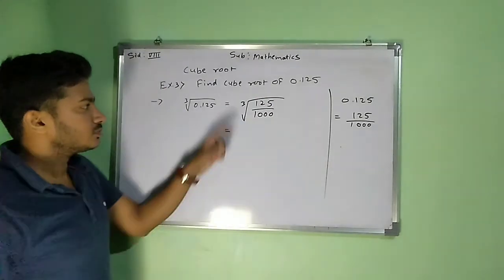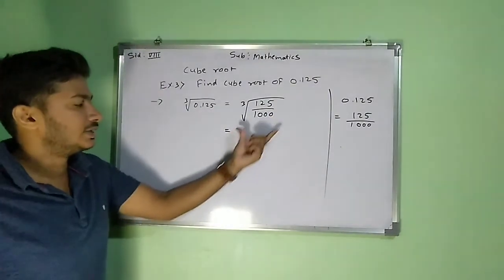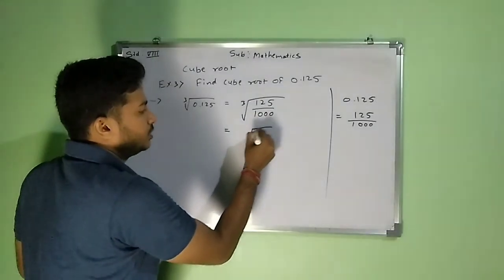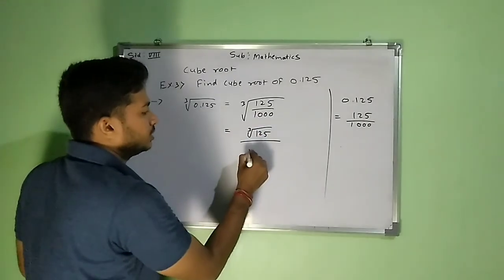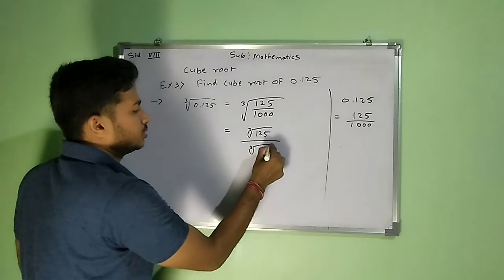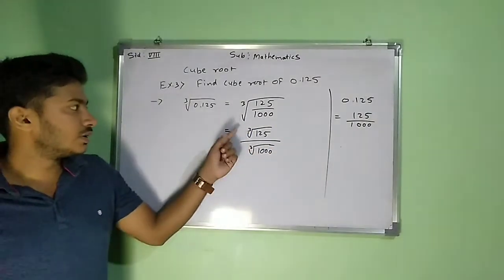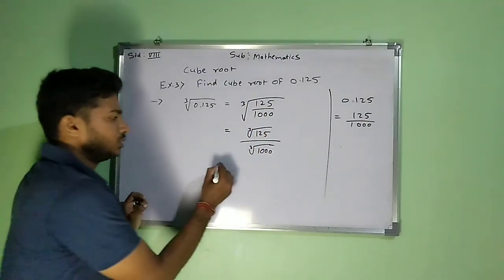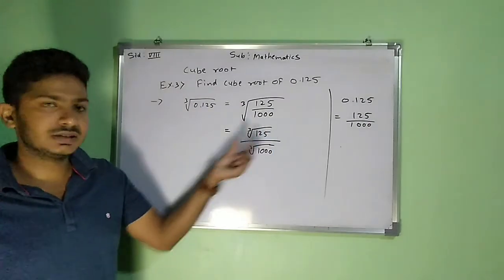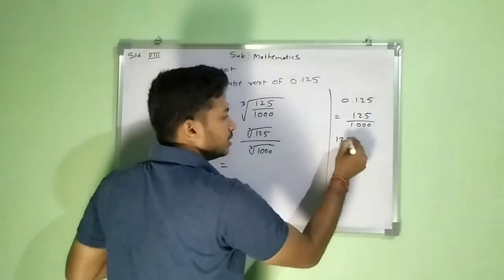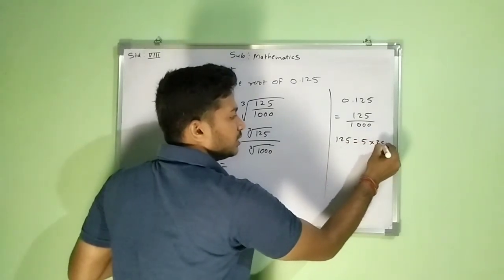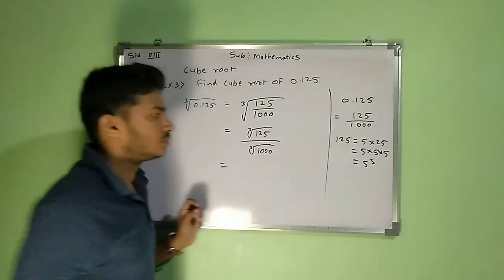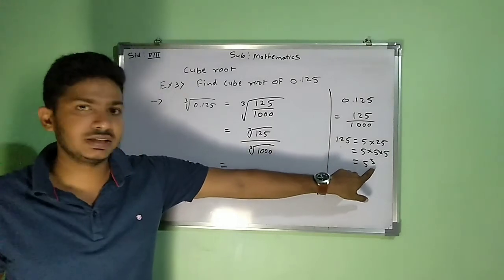Now I have written the term like that. Now I will separately give the cube root sign to both terms: the cube root of 125 divided by the cube root of 1000. I have given the separate sign to both the numerator as well as the denominator. Now look here, 125 is a cube of 5. That 125 we can write as 5 times 25, which is 5 into 5 into 5, which is 5 cubed. So 125 we can write as 5 raised to 3.